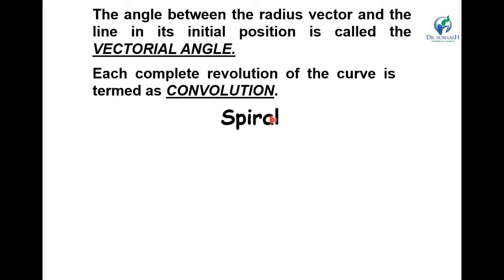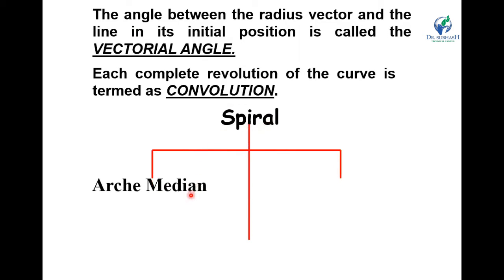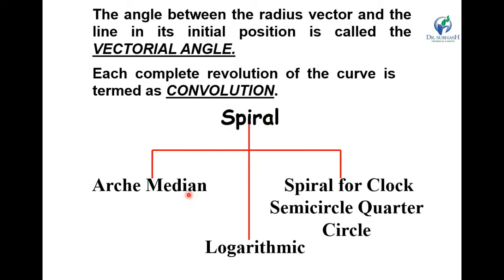Now, the classification of spirals. There are three types of spirals: the Archimedean spiral, the logarithmic spiral, and the spiral for clock, semicircle, and quarter circle. As far as our syllabus is concerned, we have to learn only the Archimedean spiral. Now, how to draw the Archimedean spiral? Let us understand by one example.